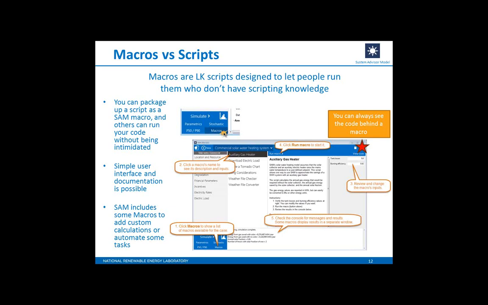Also, if you're wondering how one of these scripts or macros that are included with SAM work, you can always look at the code behind a macro because it's just a script. At the red star here, there's a View Code button that you can click, and it'll pop up the macro in a script window, and you can edit a macro or make a copy and make modifications to it for your own purposes. So I think that's all I'll say about macros for now.